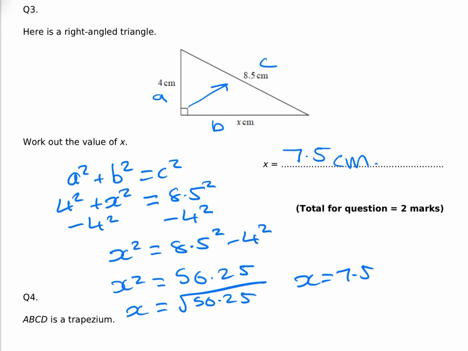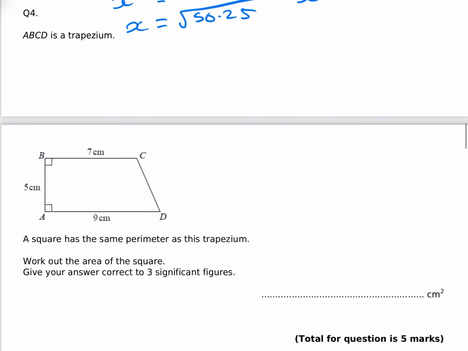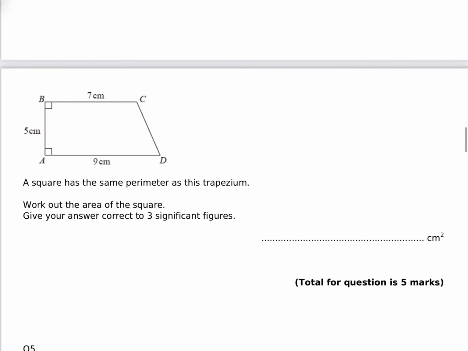Okay, so that is just looking at using Pythagoras, just the theorem, looking for either the longest side or the shortest side. Let's now have a little look at more of a problem solving question. So we have this trapezium, we have 3 of the sides, and the question tells me that a square has the same perimeter. So we all know that a square, all the sides are the same. And these two shapes have the same perimeter, and it wants me to work out the area of this square.